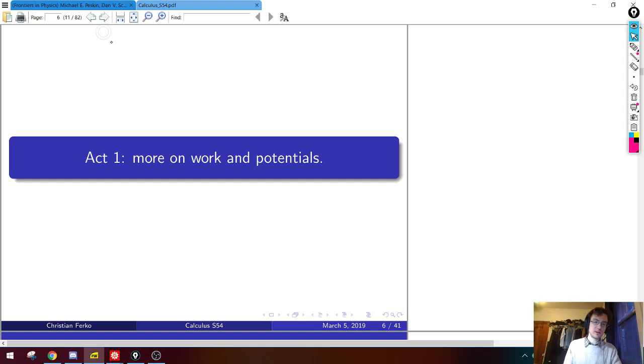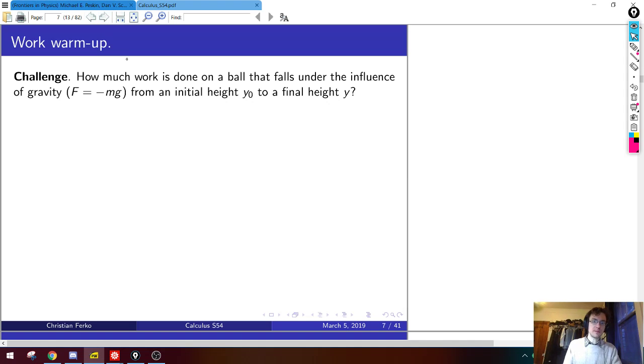Good. Okay, so let's do some more with work. Just as a warm-up question for you, using that expression for the work as the integral of the force from before, let's think of our favorite example, like a point particle or a ball that's falling under the influence of gravity. So there's a ball with mass m, and it experiences some downward force. F is minus mg, so minus indicates it points downward. If you fall from an initial height y0 to a final height y, how much work is done on the ball?